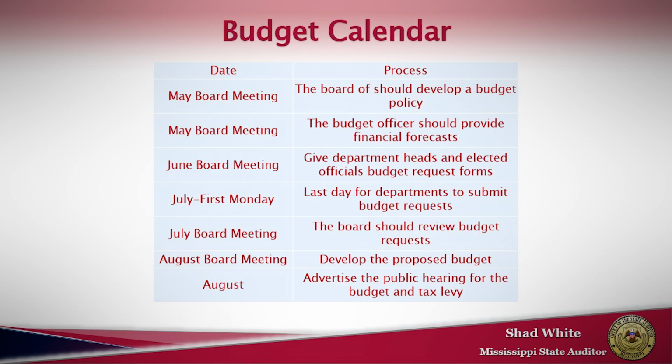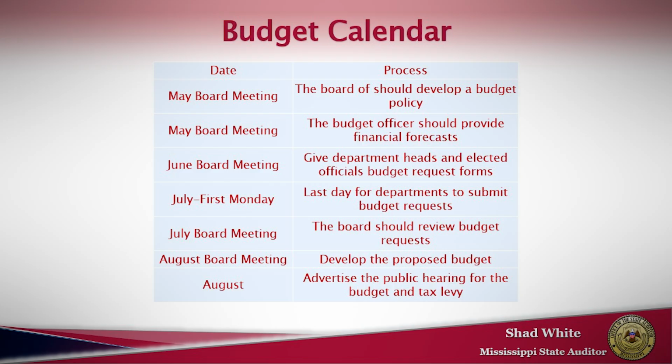In June and July, you should inform your department heads of, hey, this is the policy. This is what we anticipate is going to happen. These are your budget request forms, your wish list. Could you fill those out and tell us, hey, what you want and what you don't want? Just let us know. Give us your wish list.